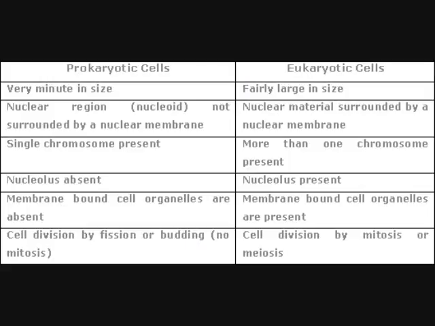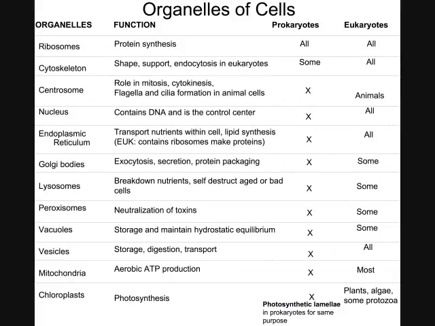Prokaryotic versus eukaryotic. Prokaryotics are very minute in size compared to eukaryotics, which are fairly large in size. Prokaryotics have a single chromosome compared to the more than one chromosome present in eukaryotic cells. There is no nucleus in prokaryotic cells, and there is a nucleus in eukaryotic cells. Prokaryotic cells reproduce by cell division, by fission or budding. Eukaryotic cells reproduce by cell division by mitosis.